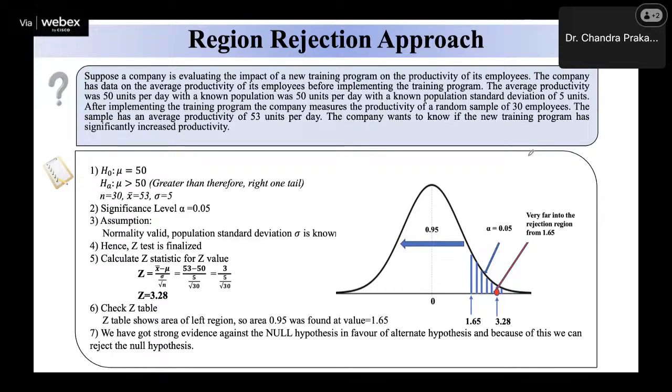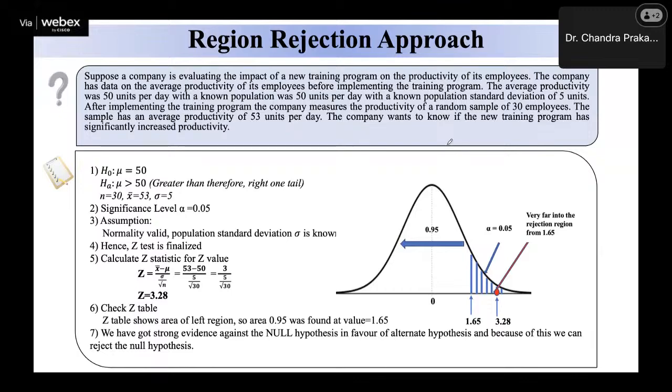So let's take the rejection region approach, and I considered one particular problem. Suppose a company is evaluating the impact of a new training program on the productivity of its employees. The company has data on the average productivity of its employees before implementing the training program. So what I want to see is the effect of the training, right? Let's say, like the effect of a particular medicine, right?